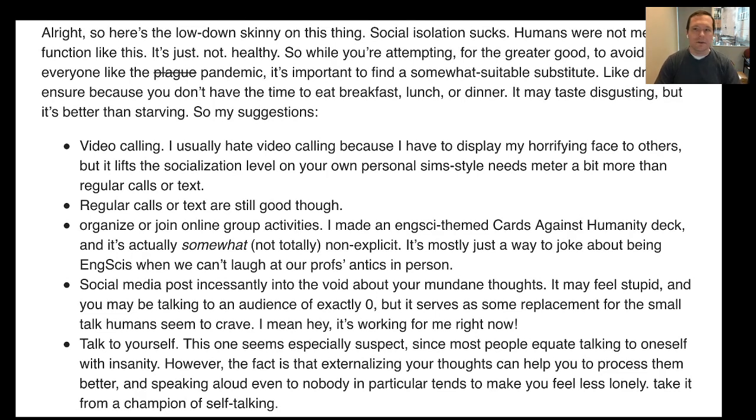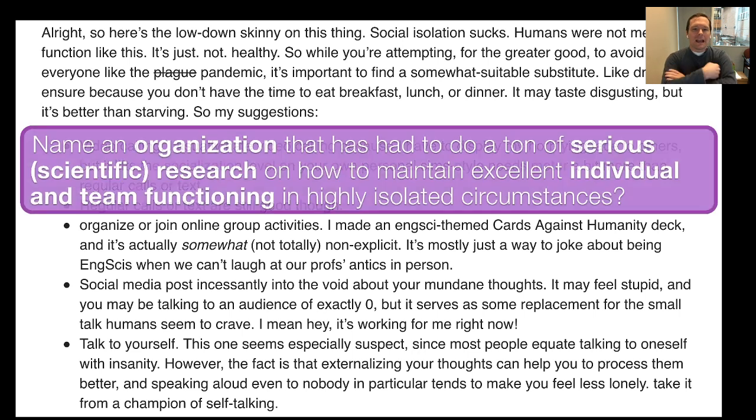Social isolation, totally agree it sucks. Agree that we're trying to find substitutes. But I'm going to ask a quick question. It's got to be fast, so maybe 30 seconds. Name an organization, like organization, doing serious scientific research on how to do individual and team functioning in highly isolated circumstances. 30 seconds, go.